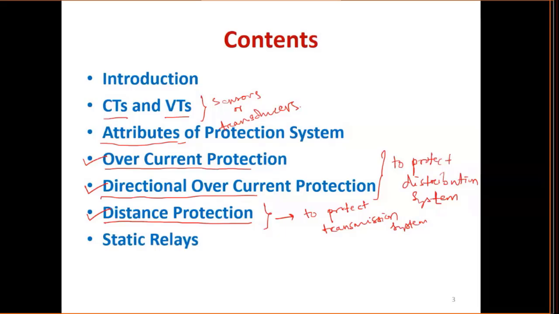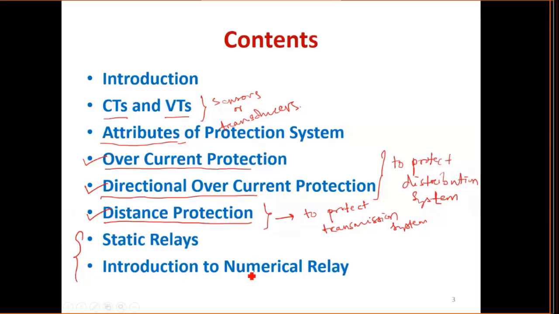Then we'll talk about the relays. There are different types of relays based on constructional features: static relay and electromechanical relay. Electromechanical relays we will not talk about much. We'll talk in detail about the static relays and then the numerical relay. These two are very important because nowadays you will not find electromechanical relays used anywhere in the field. Those are obsolete relays. Only static relays and numerical relays exist nowadays, so we'll talk about these two relays.